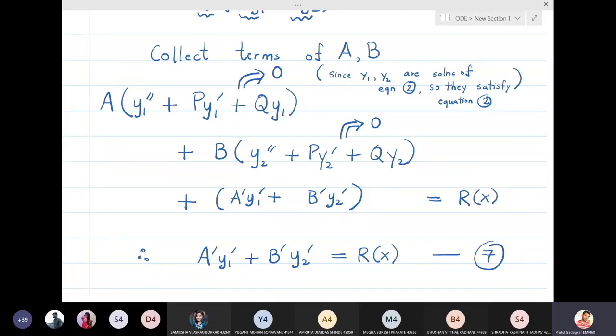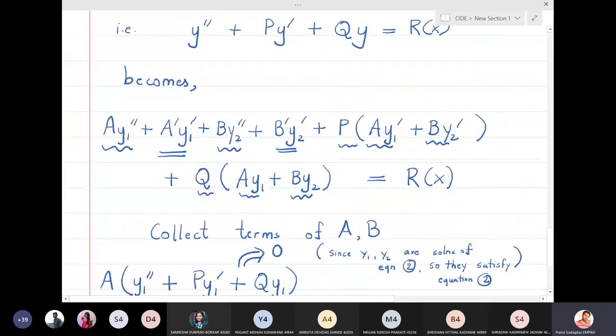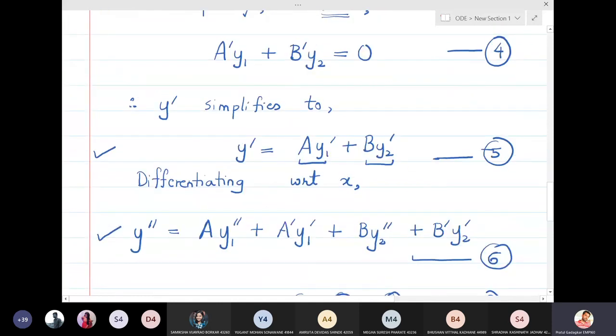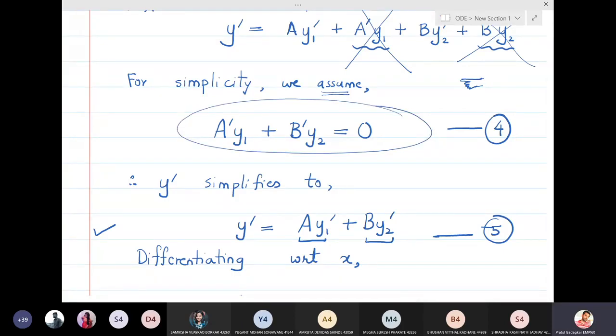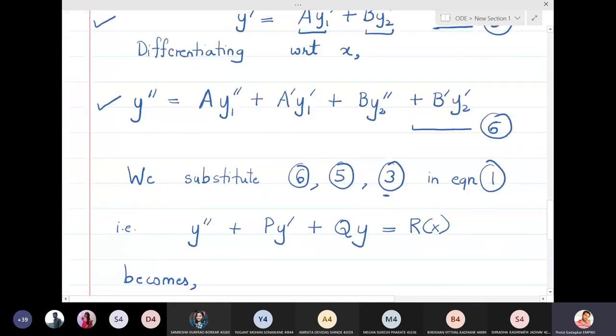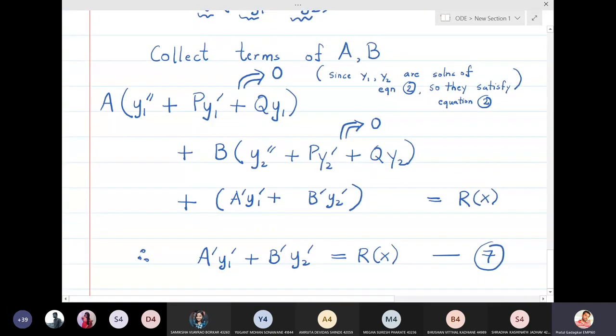Now consider the assumption that we had made. Some very notable assumption was made in the above steps. Where is that? See this: a dash y1 plus b dash y2 equal to 0. This we have assumed without knowing why we are assuming it, right? So this is equation 4, and the latest equation is 7.